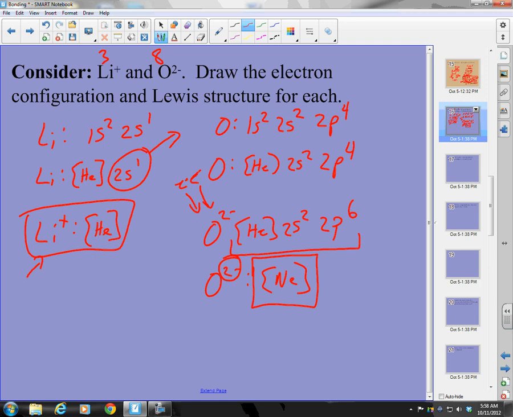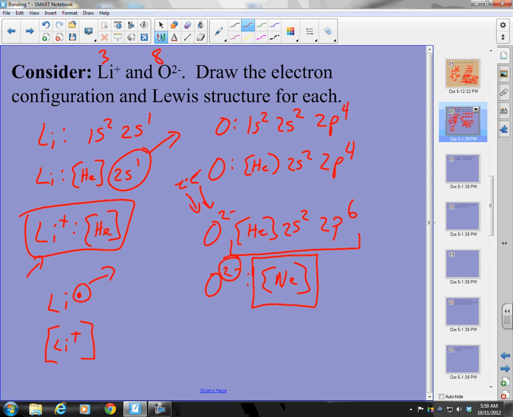Now, next, draw the Lewis structure for each. Remember we said a Lewis structure is an illustration of the valence electrons. Li starts off with 1 valence electron, so what is Li plus? If it's plus, it loses that valence electron, and so the Lewis structure for Li plus would be just Li with a plus, in brackets to let us know that it's a plus.